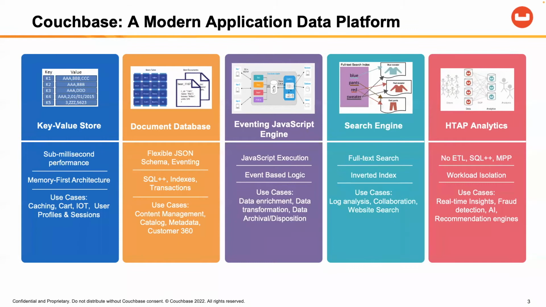So the next node type is our eventing JavaScript engine. It's the purple box right in the center of the screen. Now, in some sense, this is very similar to the traditional relational triggers that we're all kind of familiar with, right?